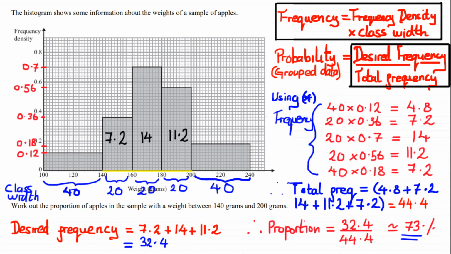Hopefully that was understandable for you. It was a slightly more tricky one, slightly more involved. But it's again testing this idea of calculating probabilities with group data. This time we had to go a slight step further to calculate the frequencies instead of just reading them off a table. So that brings us to the end of the session.